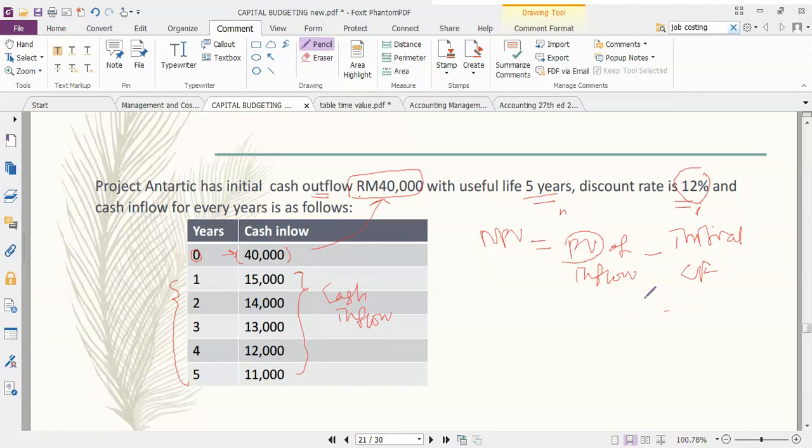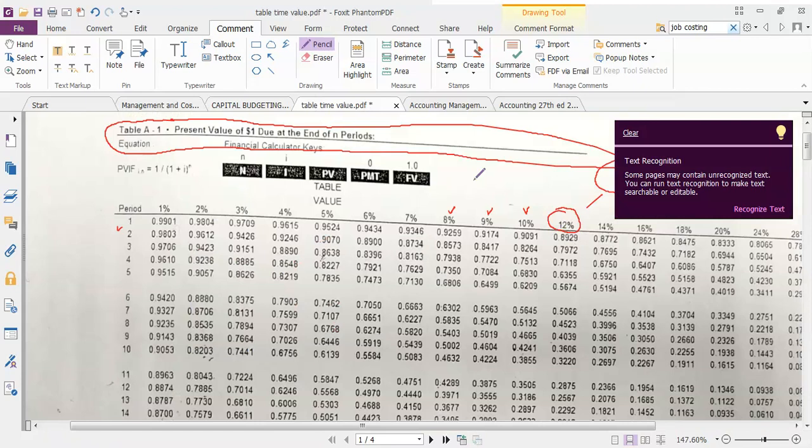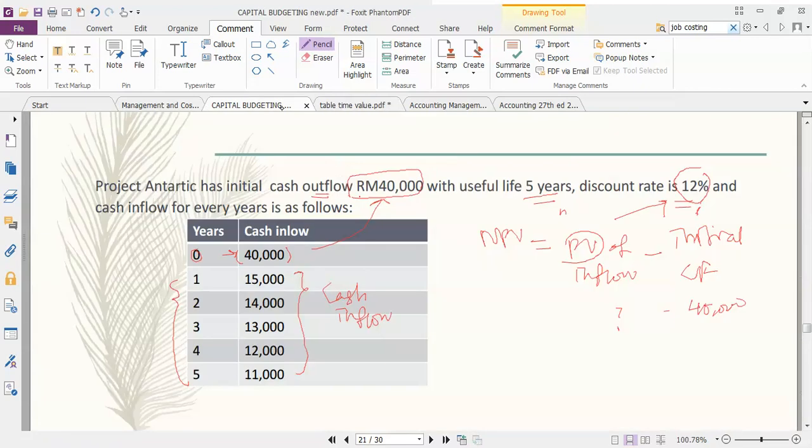Sorry, saya pekat sikit. Okay, 40,000, very good. So nanti kita nak dapatkan jumlah PV ni, tengok pada 12% punya discount rate dekat dalam table. Okay, so macam mana nak buat? Sekejap.